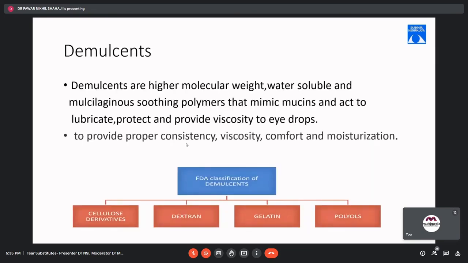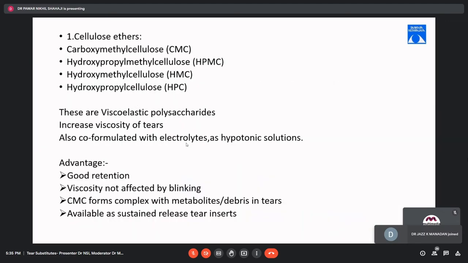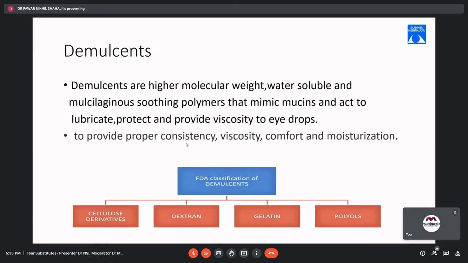Demulsants are higher molecular weight. What is the demulsant here? Why are you talking about demulsant in your slide now? You finished your classification, right? Yes, ma'am. Here you will say that the demulsants are the active agent of artificial tears. The rest of the things are to maintain its pH and osmolality, and are not the active agent. This is the active agent for the tear film. So this is further classified into these four agents.